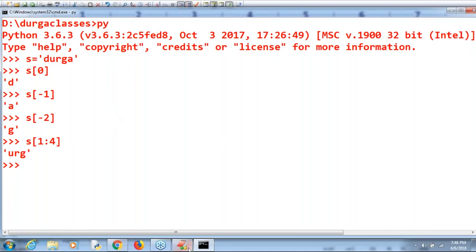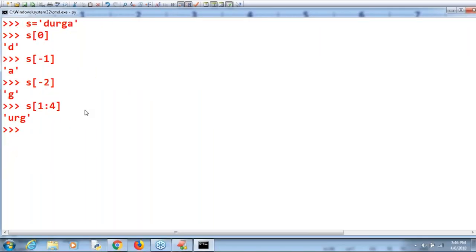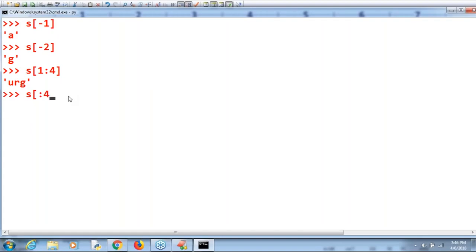Suppose I'm taking S of 4. I'm not specifying the begin index. If I'm not specifying the begin index, by default it's always going to take from the beginning, from 0. The default value for begin is nothing but 0, sir. That's why from beginning to n minus 1. What is the answer? DURG. Correct or not? From begin to n minus 1.